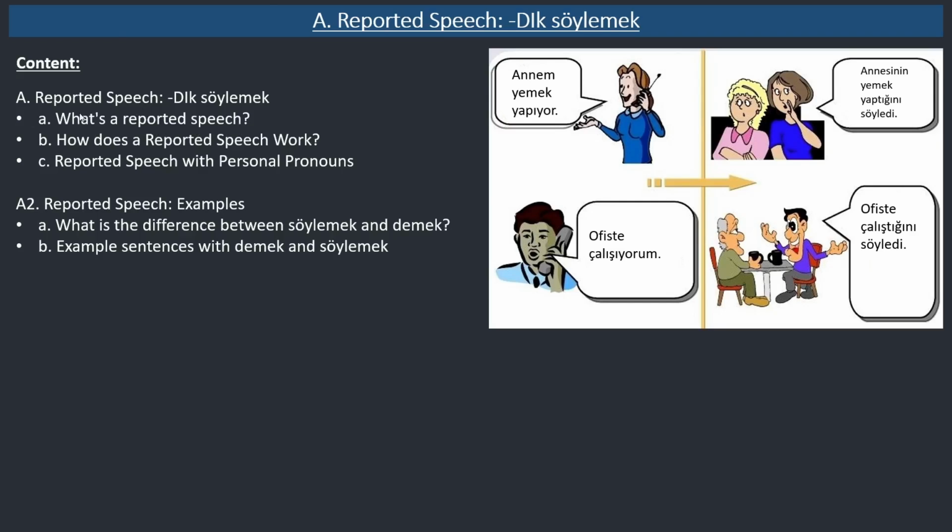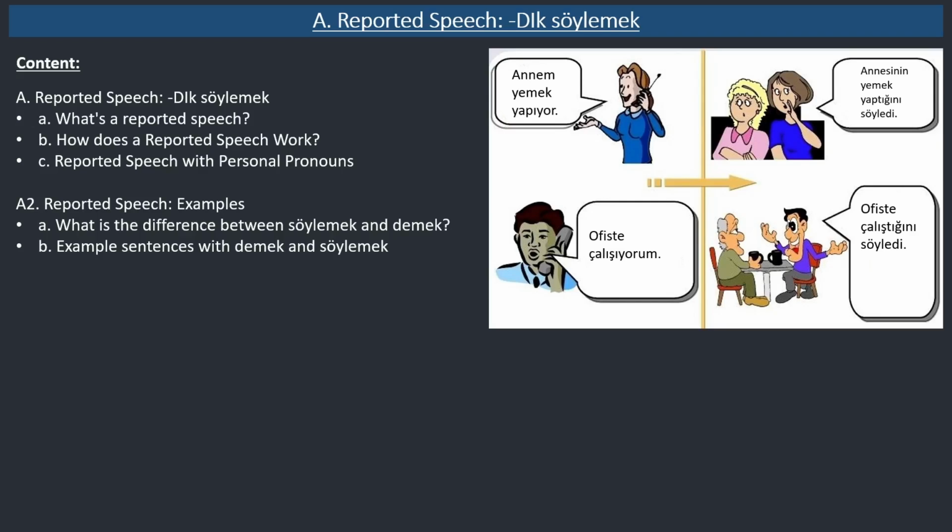For those who don't know, you can read a quick definition of what reported speech is, and then we will see how it works. Then there will be charts, like tables, to show the connection with every personal pronoun. Then there will be quick examples, and here is where you can see the difference between söylemek and demek. It will not be a complete overview of the difference because there are other details. I will only talk about it in terms of reported speech, and then I will also show examples.